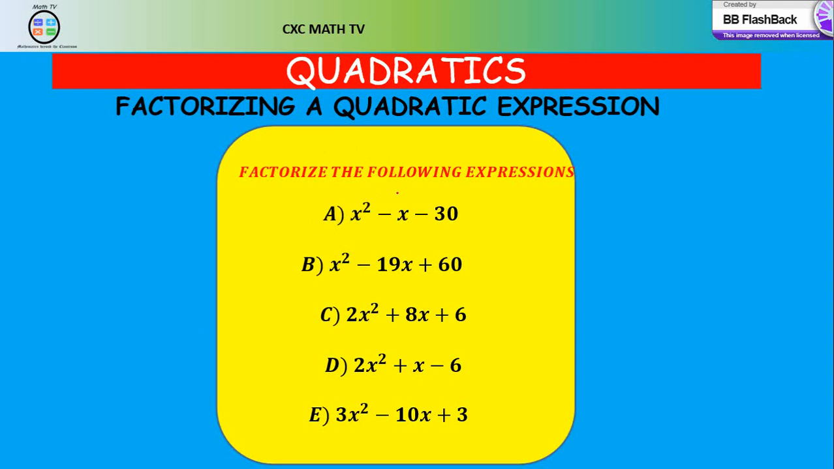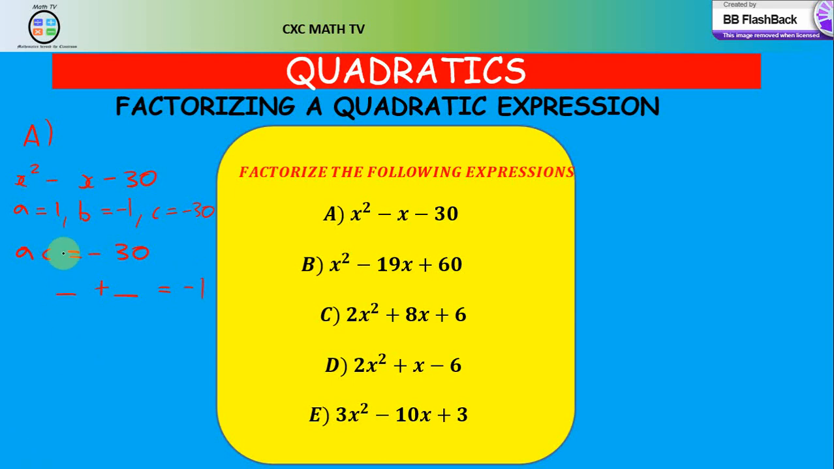So of course now, we're going to do some questions together, right? We're going to factorize some quadratic expressions. So the first one, part A, we have x squared minus x minus 30. First thing we do is write down a, which is 1, b, which is negative 1, and c, which is negative 30. The second step is we multiply a times c, that's negative 30.